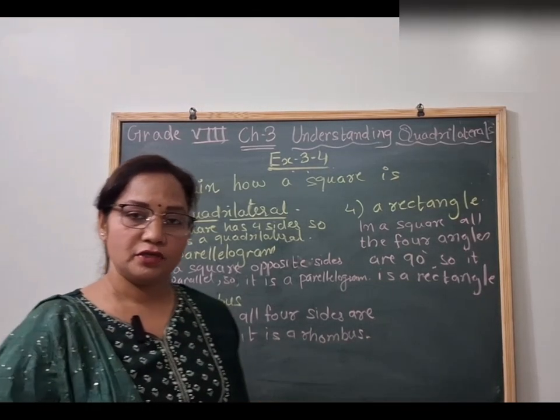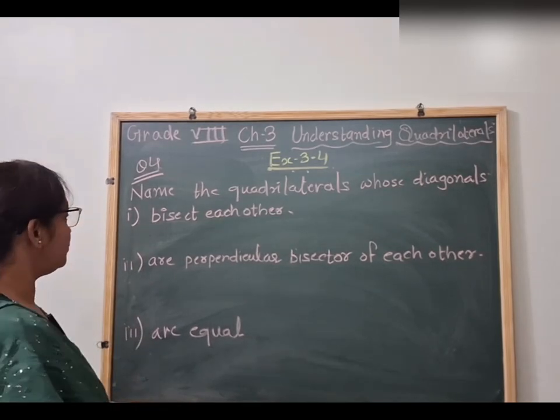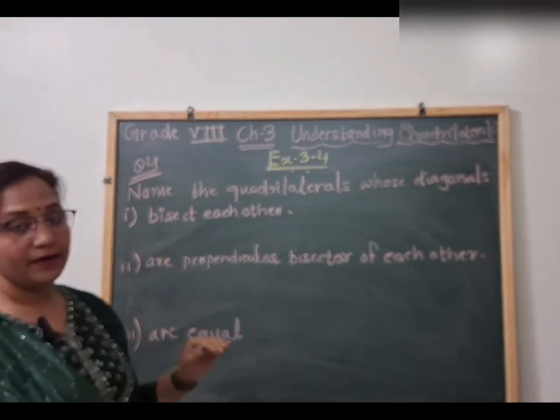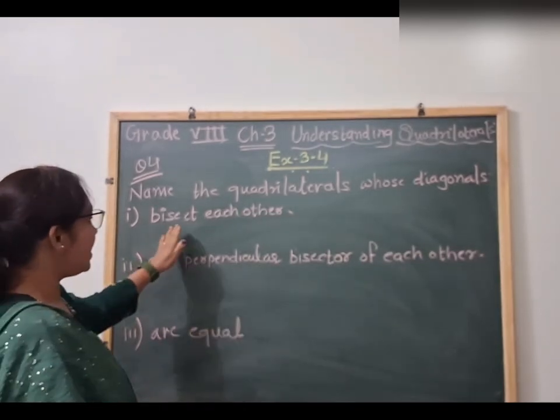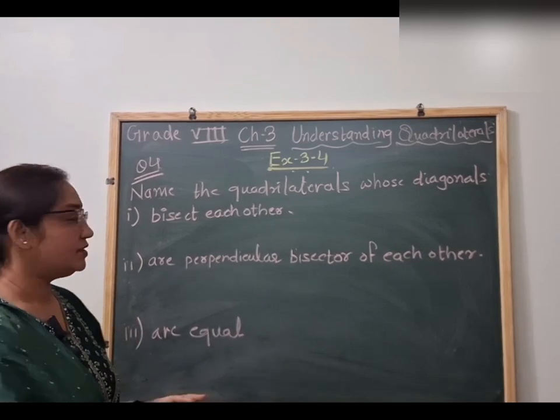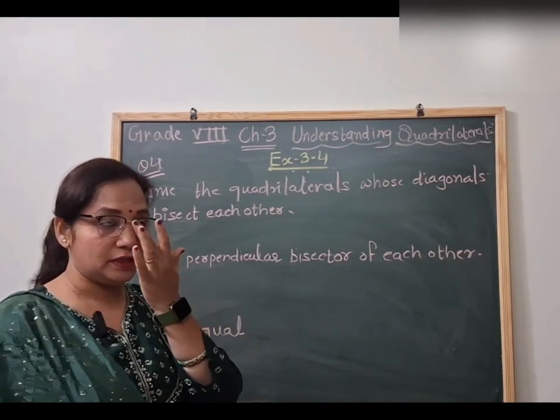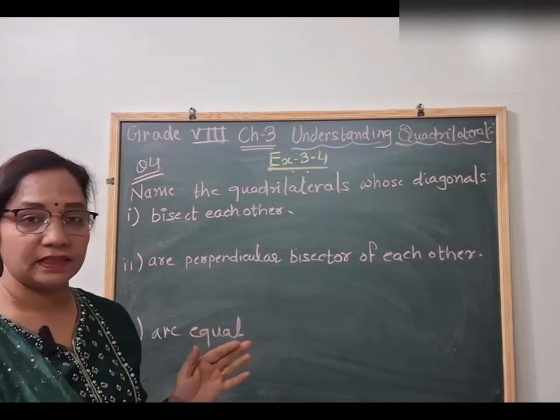Now moving on to question number 4. Question number 4 says you have to name the quadrilateral whose diagonals bisect each other. Recall all the quadrilaterals wherein the diagonals bisect each other. We have earlier studied the properties wherein we have also discussed the diagonals bisecting each other.